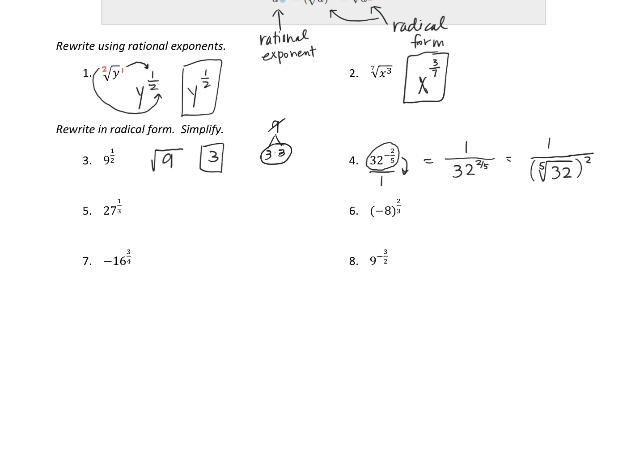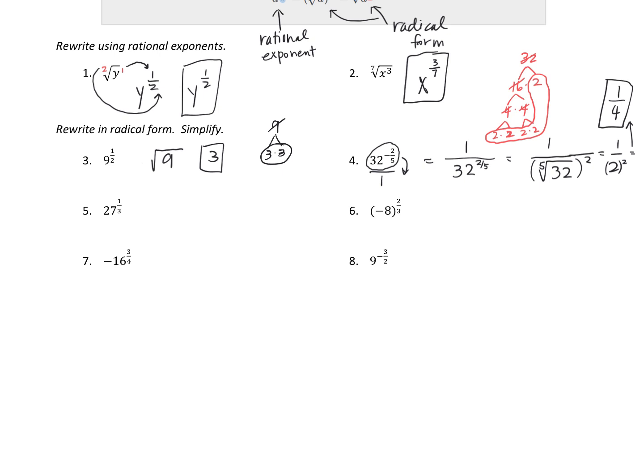So if we're finding the 5th root of 32, we can make a factor tree. 16 times 2, 4 times 4, and then the 4's break down into 2 times 2. Since it's a 5th root, we're looking for a group of size 5. We have 5 2's, no leftovers, so that's going to just be 2. So this is 1 over 2 squared, which is 1 over 4. So number 4 simplifies to 1/4.